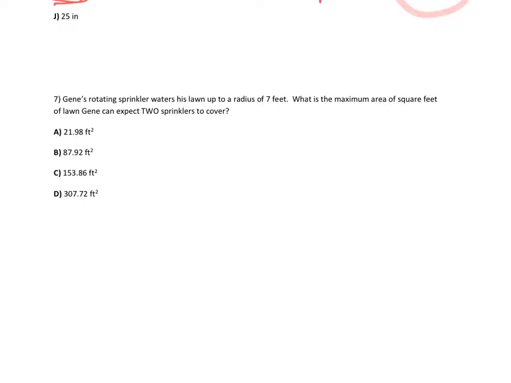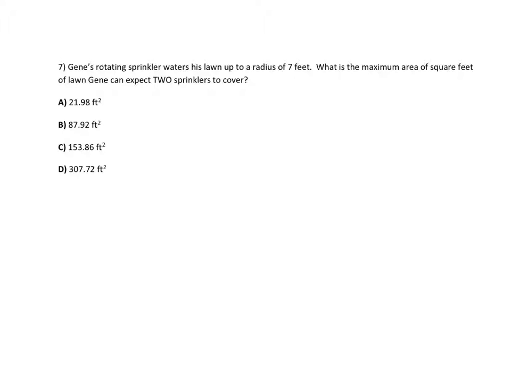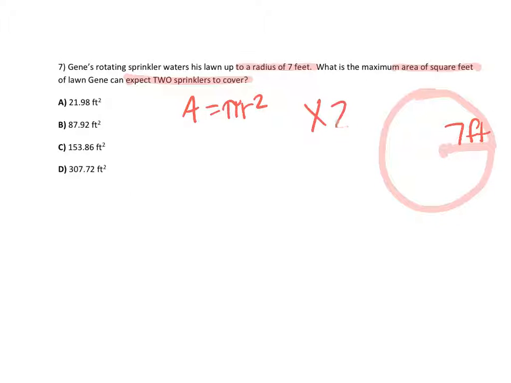Number 7. Gene's rotating sprinkler waters his lawn for a radius of 5 feet. What is the maximum area of square feet he can expect from 2 sprinklers? That's where I think most of y'all were getting this one wrong. So you find the area of a circle that has a radius of 7 feet. Okay, so your pi r squared. But then you're going to multiply your answer times 2.